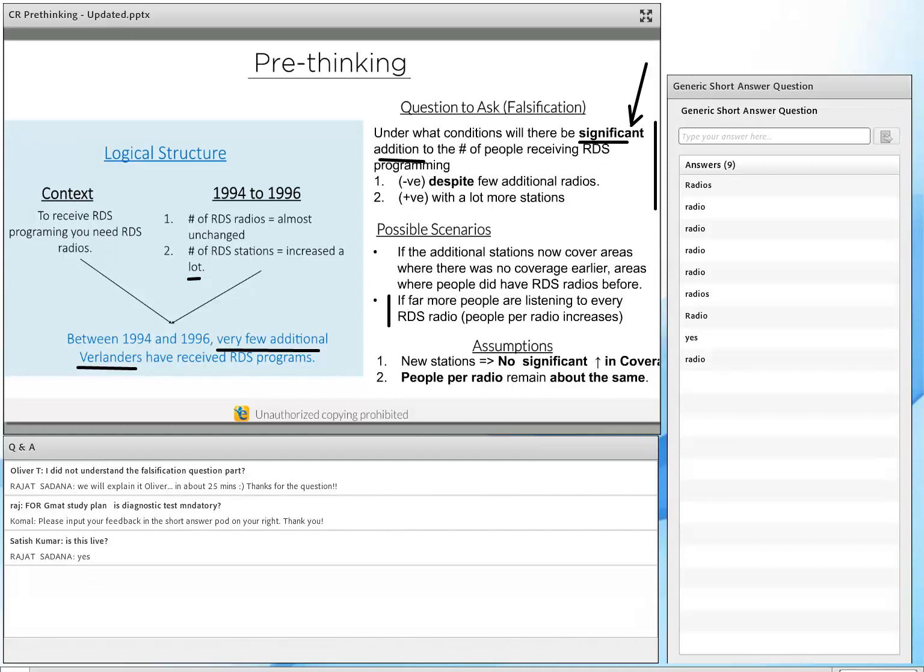GMAT critical reasoning is a test of logic. It's not a test of imagination. It's a test of logic. That's why I say it's not rocket science, because to imagine starts to get into the realm of rocket science. This is the most challenging question that you're going to see in critical reasoning, yet the logic is fairly simple.